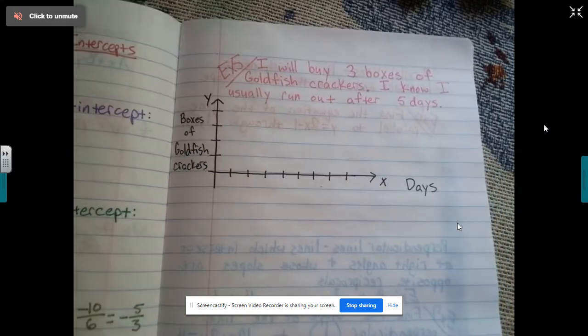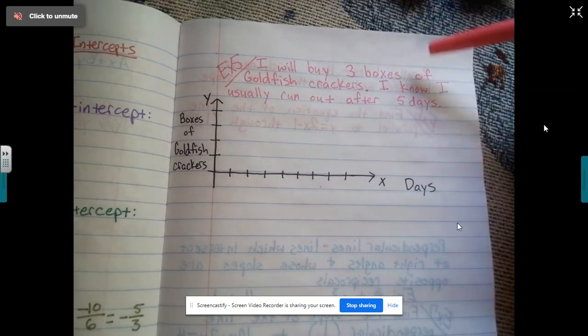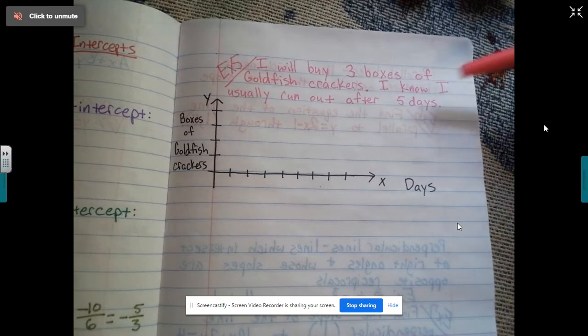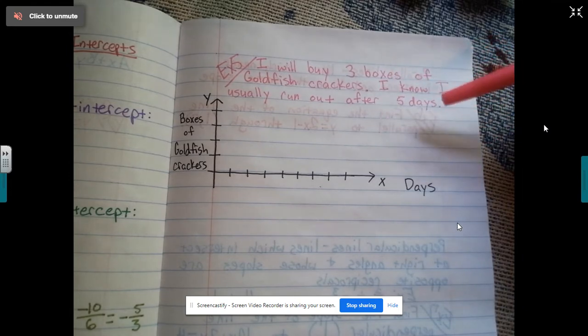And one more example, and we should be done. Let's do a little real world practical use. I will buy 3 boxes of goldfish crackers. I know I usually run out after 5 days. So this is using the practical concept of what intercepts would actually represent.